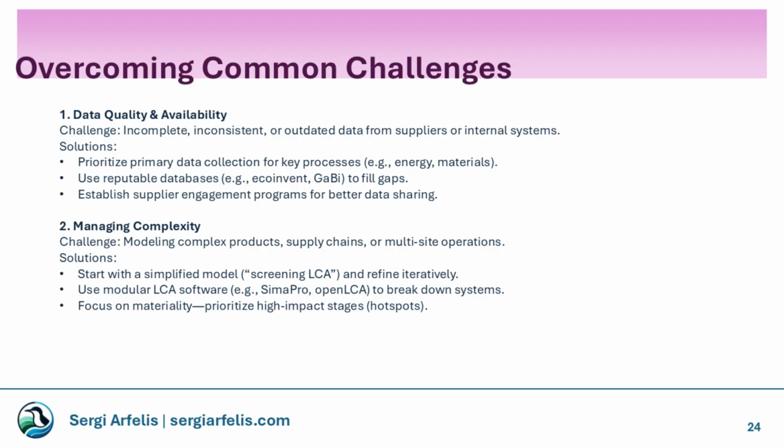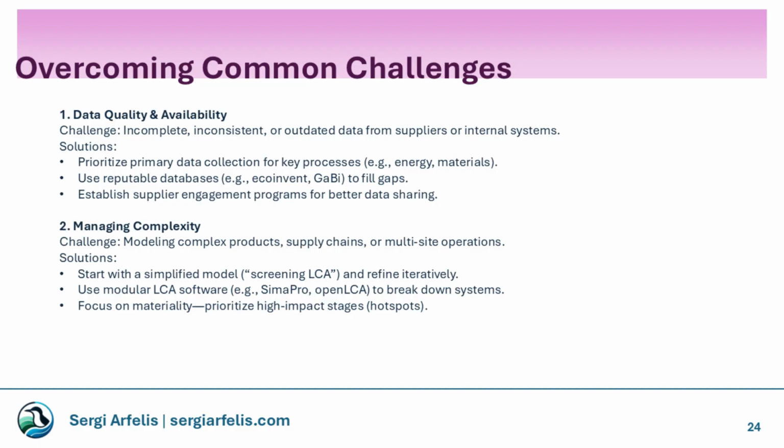1. Data quality and availability. One of the main challenges is dealing with incomplete, inconsistent, or outdated data from suppliers or internal systems. To address this, prioritize collecting primary data for key processes such as energy and materials. Where gaps remain, use reputable databases like EcoInvent or GaBi. Additionally, establishing supplier engagement programs can improve data sharing and overall data quality.